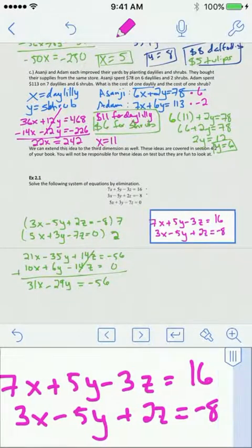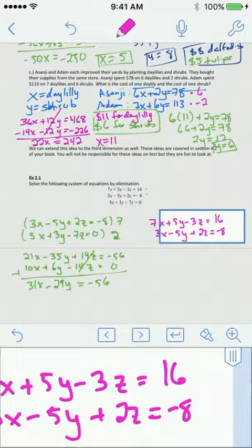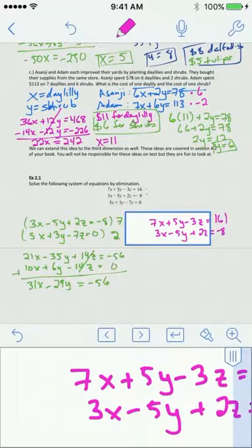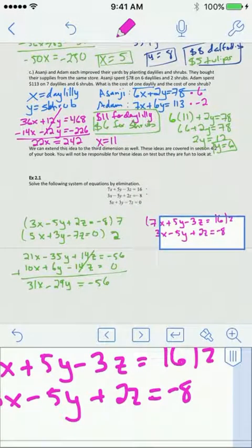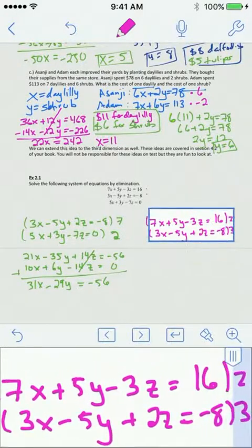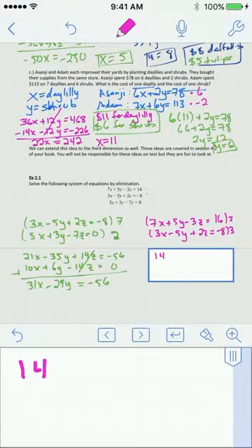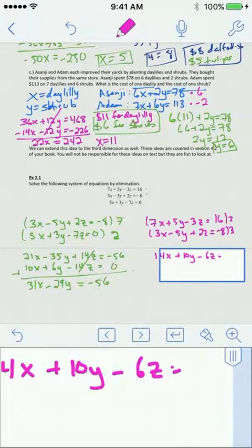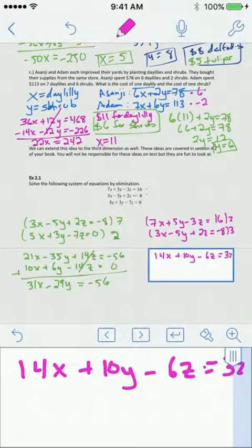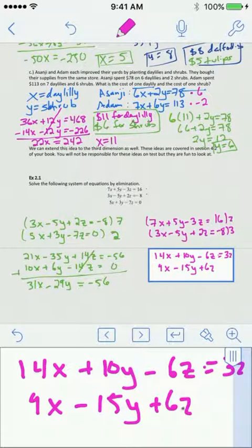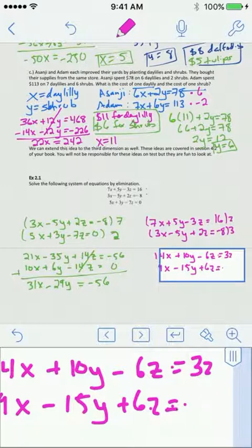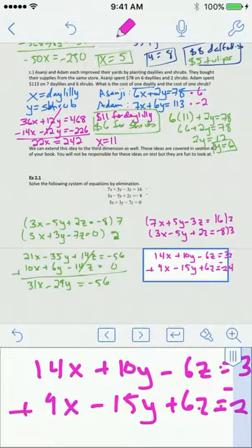Yes, okay, good. Now I need to figure out how to eliminate z. Well, one of them is already negative, that's good. So I'm going to multiply this one by 2 to get negative 6, and the second one by 3 to get positive 6. When I do that, I end up with 14x plus 10y minus 6z equals 32. And I have 9x minus 15y plus 6z equals negative 24. And I'll go ahead and add.